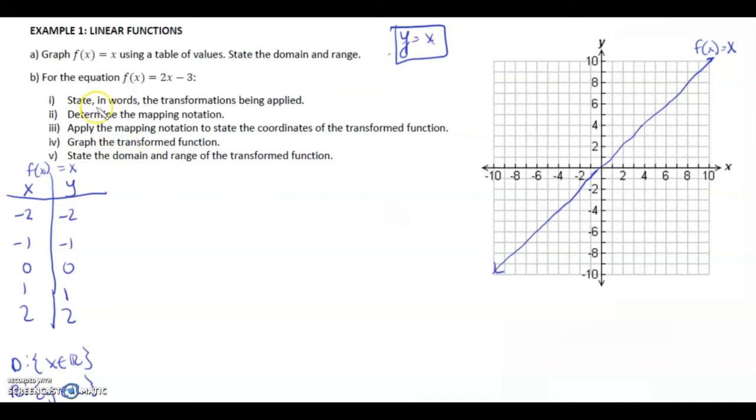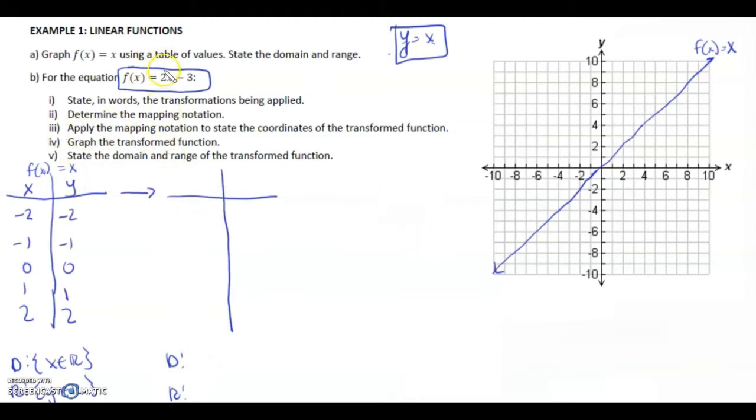Okay, now what about for the equation f(x) equals 2x minus 3? So let's talk about the actual transformations that are being applied to this. I'm going to leave this because I want to do the next chart right beside, and I want to do the domain and range underneath as well. So I'm going to leave this, I'm going to work over here.